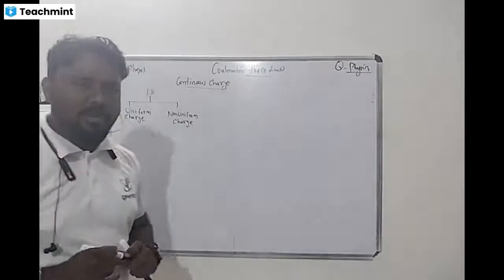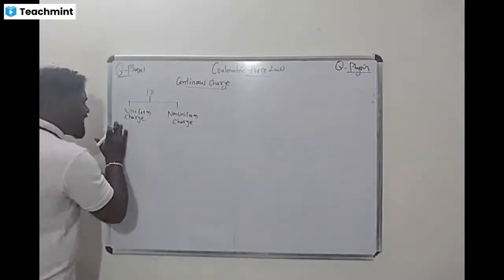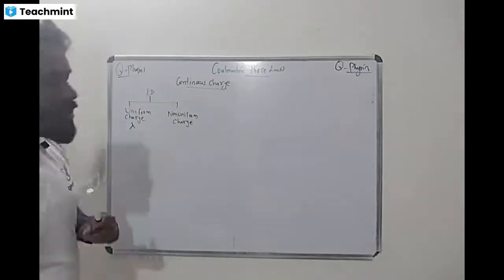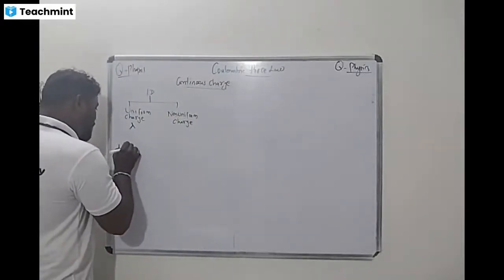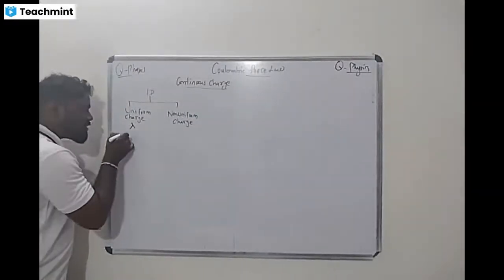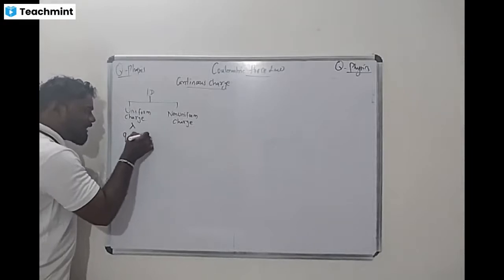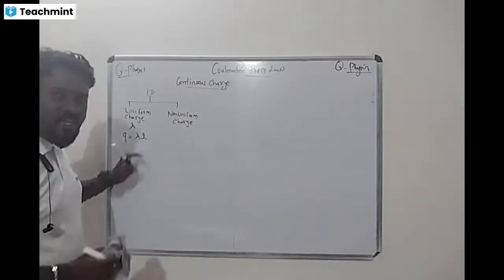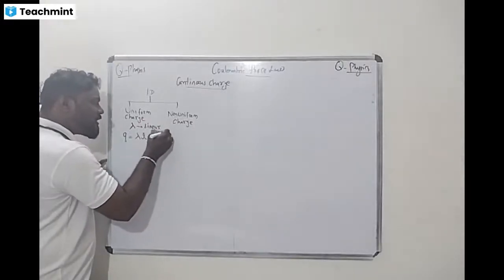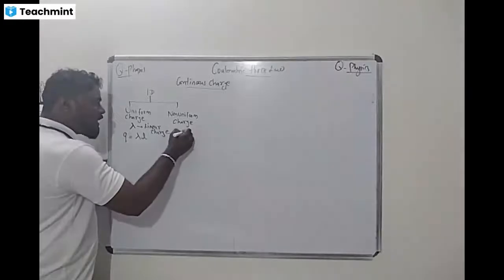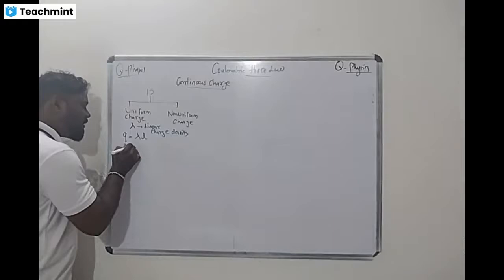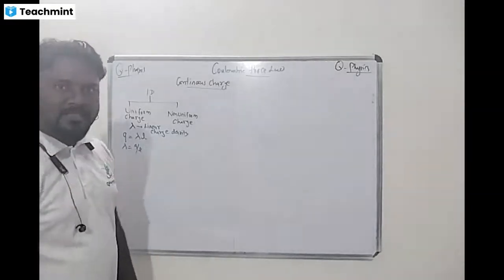So how can we define uniform charge distribution? See here, the charge density: lambda is equal to the charge density. This is a very important thing. Here, for a uniform charge distribution, Q is equal to lambda L. Lambda is the linear charge density. Okay, what is the formula? Q is equal to lambda L. So lambda is equal to Q divided by L. Is it clear?